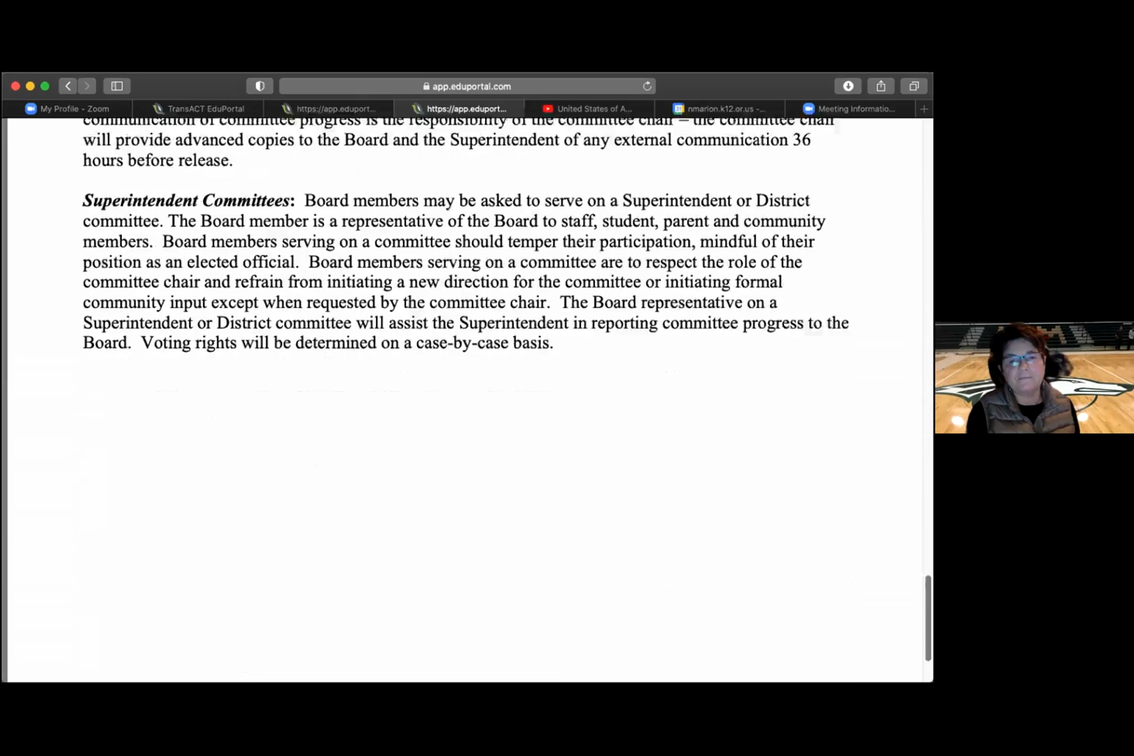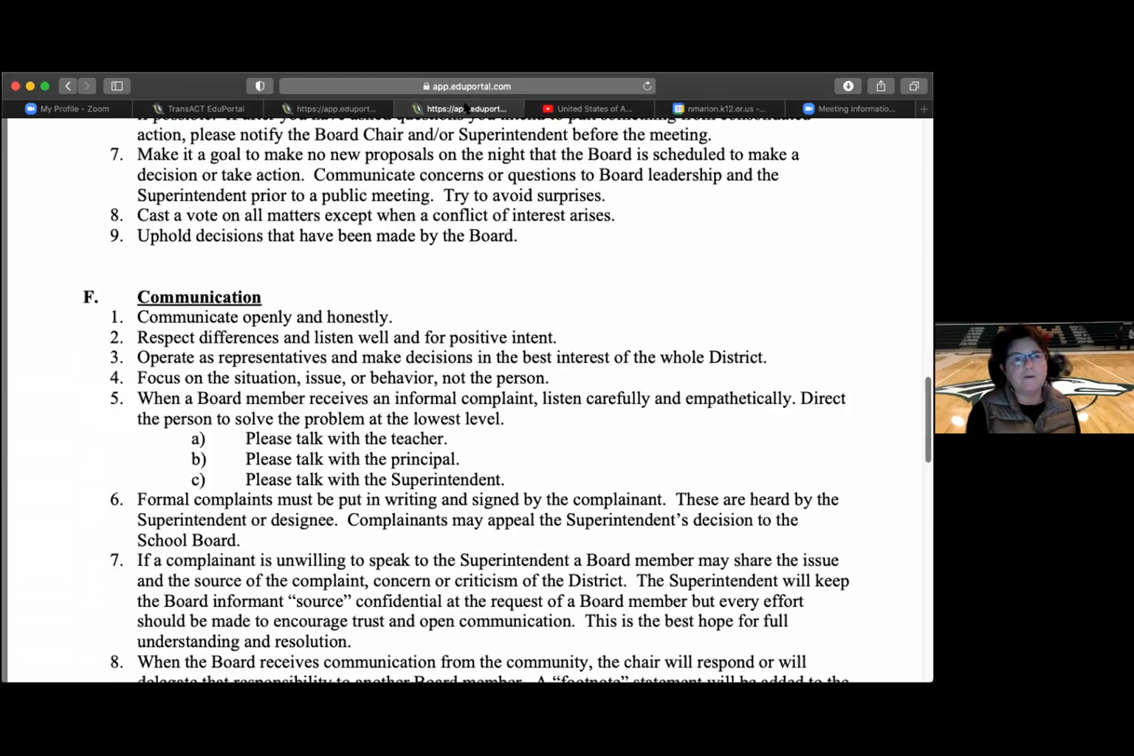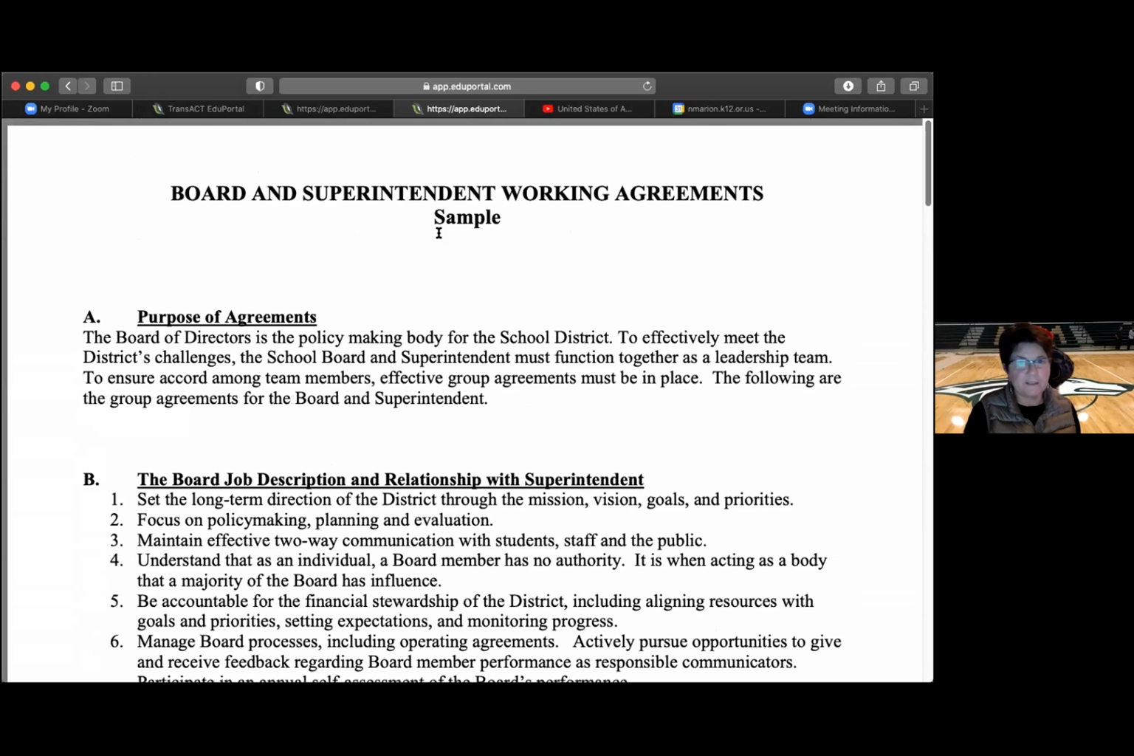Committees. So my recommendation is to create the board's vision of accomplishing a significant amount of work in a year and forwarding the district's goals, that you adopt either A and B, which would be the norms and the board agreements, or you adopt this document, the board and superintendent working agreements, or all three.